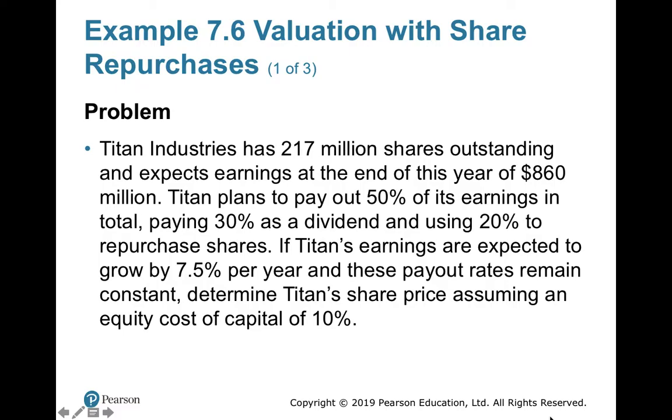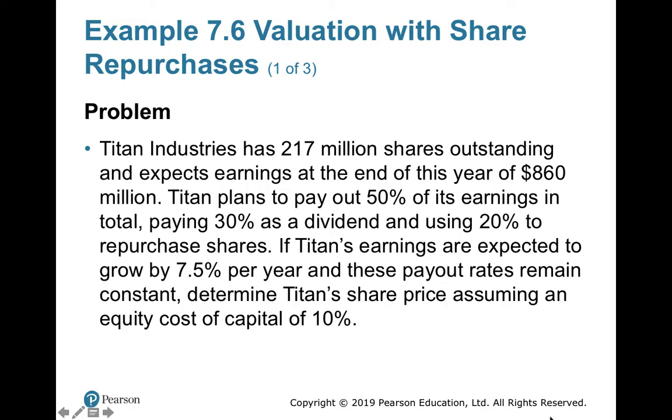Let us take an example so that it will be more clear. Titan industry, as you know, a very popular industry internationally, has 207 million shares outstanding, and it expects earnings at the end of this year of 860 million. Titan plans to pay out 50% of its earnings in total, paying 30% as dividend and using 20% to repurchase the shares. You see, the point is here.